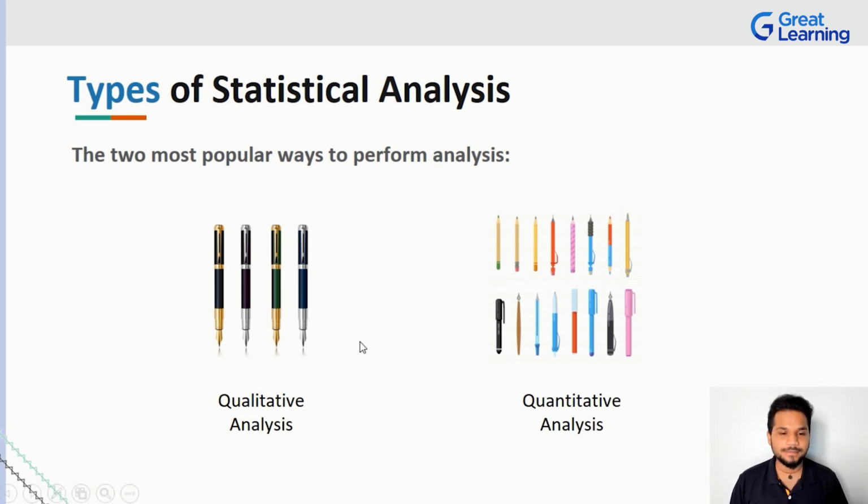Qualitative analysis is very simple. I'll give you an example. I'll say, hey guys, I'm going to give you a couple of pens. Each of these pens writes in a different color. One is a green colored pen, one is a blue colored pen.